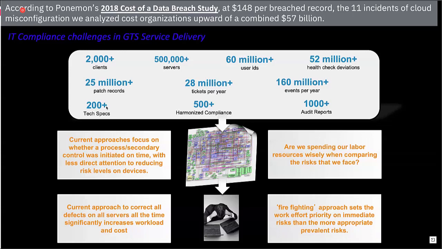So why is this an important problem? One data point here is a study performed by Ponemon back in 2018 on the cost of data breach. It evaluated that each breached record costs about $148. There were also 11 instances of cloud misconfiguration they analyzed, which cost organizations a combined upward of $57 billion.